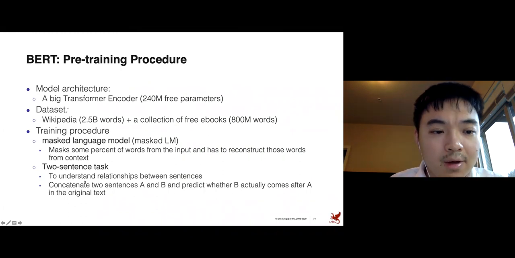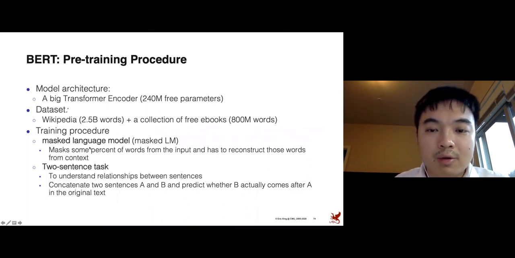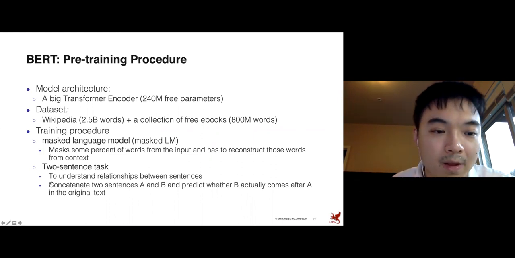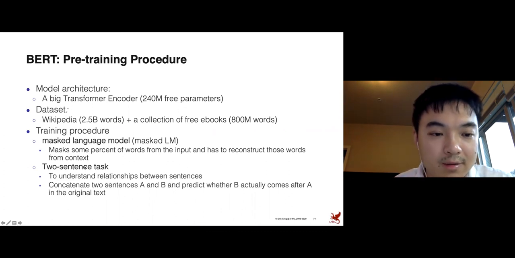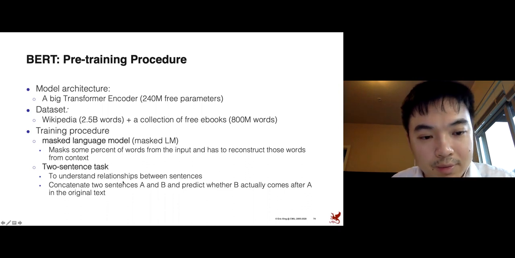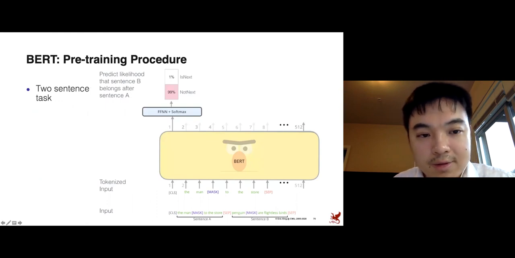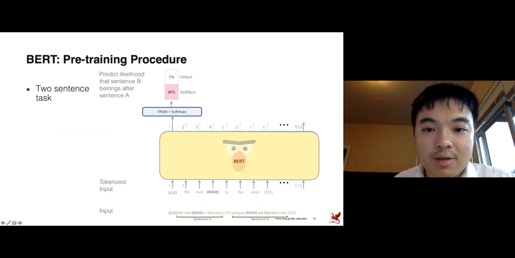And the second task is the so-called two-sentence task. The first task may force the model to understand the context within a particular sentence, in order to predict the masked-out token. But the drawback is that the model does not really know the dependency between different sentences or longer-term context. So this two-sentence task serves as an augmentation to the first task, basically letting the model understand relationships between sentences. The task is to concatenate two sentences and let the model predict whether the second sentence is a natural continuation of the first sentence. Again, this is a binary classification task.